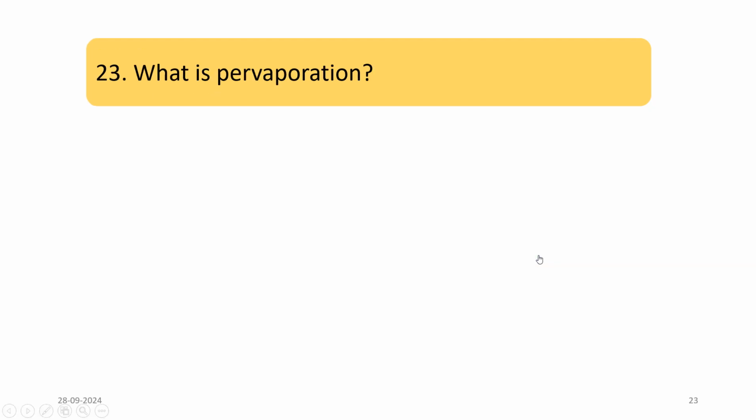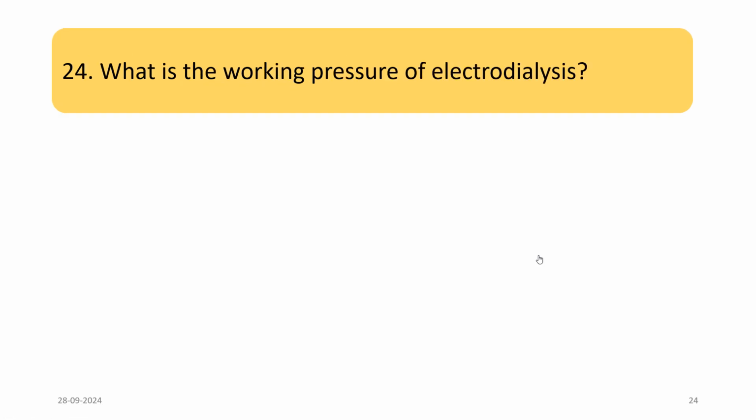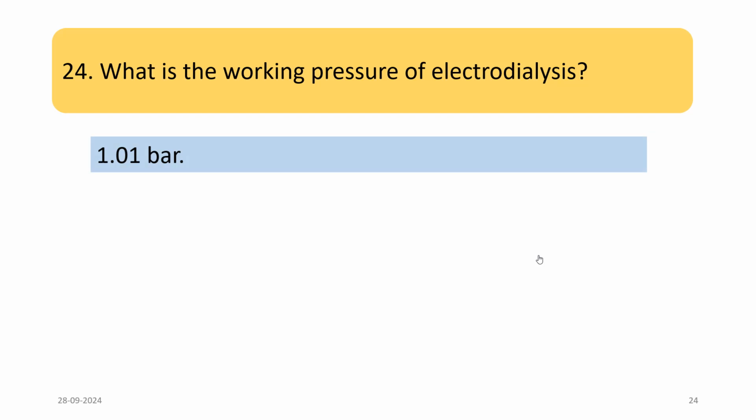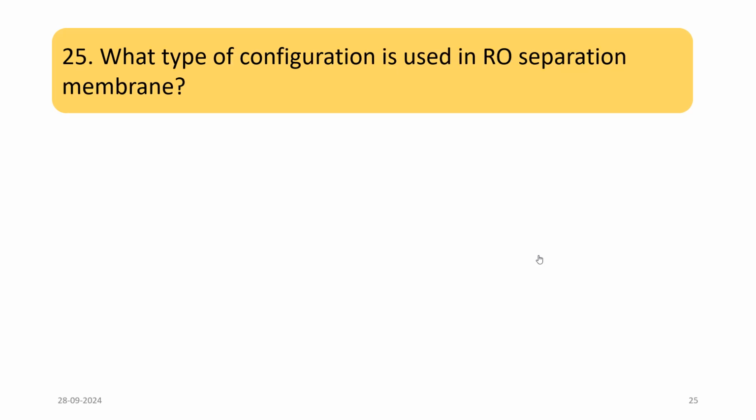Next, what type of configuration is used in RO separation membrane? Tubular, spiral wound and hollow fiber. So now we will be seeing the different types of membrane configuration. First is the tubular.